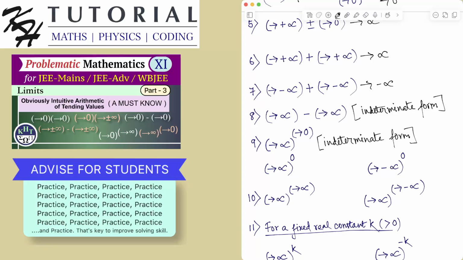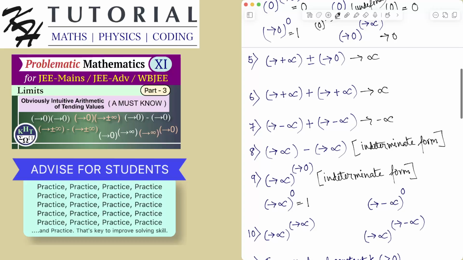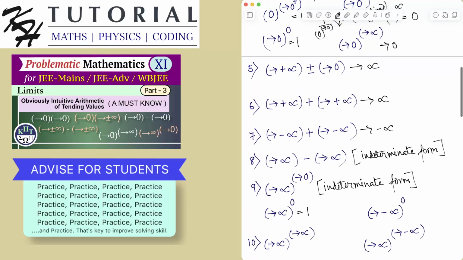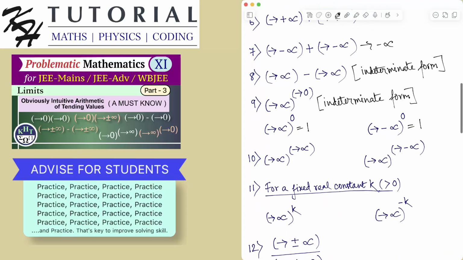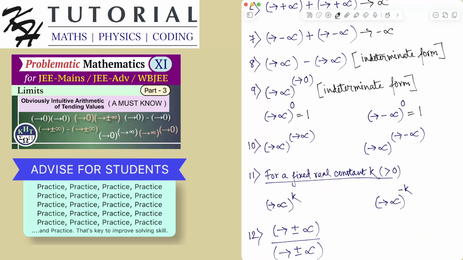Also note that infinity raised to the power exact 0 is 1, because as I said, x raised to the power 0, if x is anything other than 0, will always be 1. So infinity raised to the power exact 0 is 1. Minus infinity raised to the power 0 is also exactly equal to 1. Okay. 10th one, infinity raised to the power infinity will always be equal to infinity, or tending to infinity.